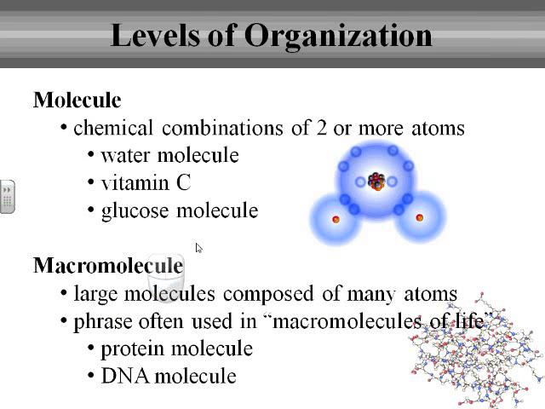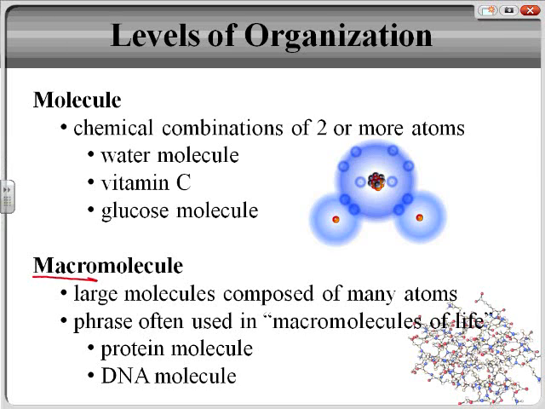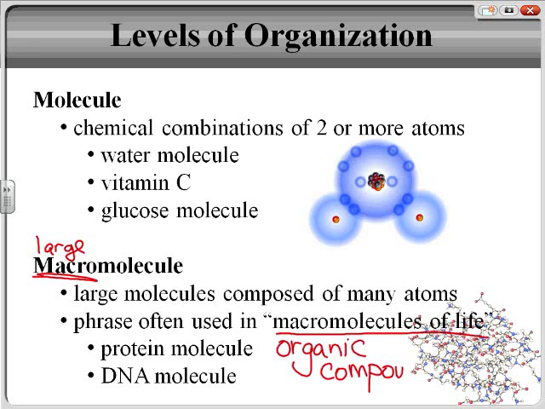Those atoms join together to make up molecules: a water molecule, vitamin C, glucose. Those molecules link together, and we have macromolecules. We talked before about the idea of macro meaning large. Macromolecules are going to be these big molecules, frequently referred to as macromolecules of life. Macromolecules of life is really typically a fancy way of talking about organic compounds, which should be reviewed from biology.